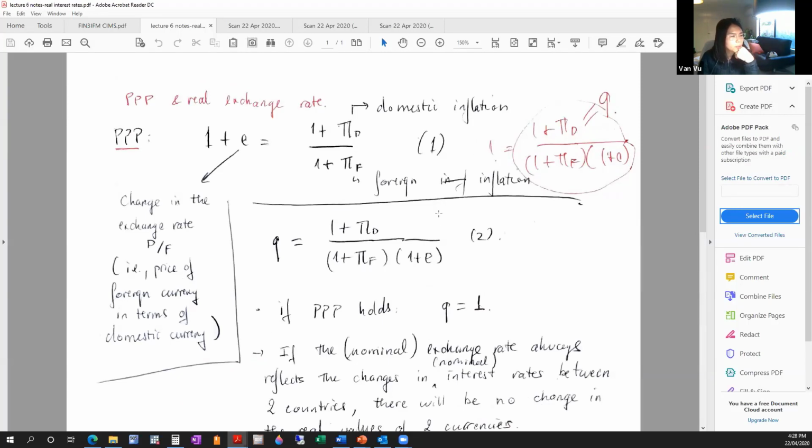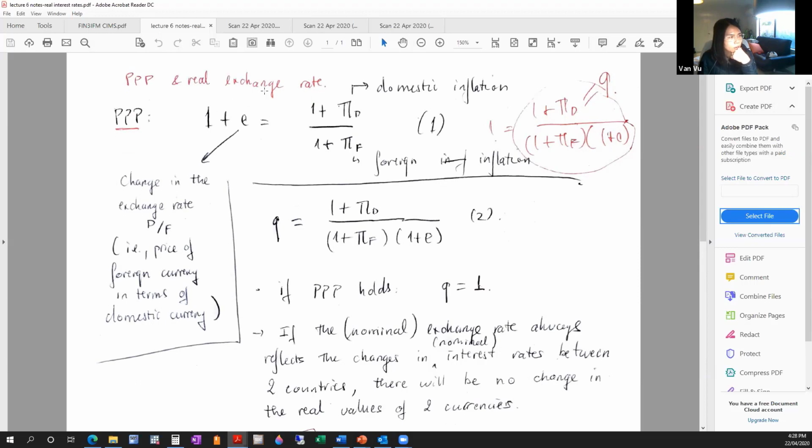All right, so in this note, I'm explaining the relationship between purchasing power parity and real exchange rates, okay? So we're gonna start with the purchasing power parity, which is here. So 1 plus E equals 1 plus inflation in the domestic country divided by 1 plus the inflation in the foreign country, okay? So here E is simply the change in the exchange rate, which is what we talked about before. I just changed the notation slightly, okay? So E here is the change in the exchange rate, which is what we saw before, okay?